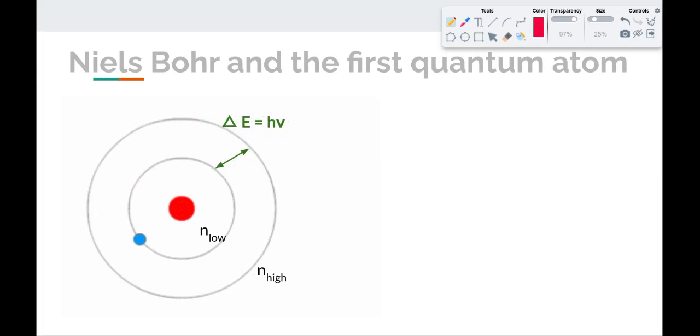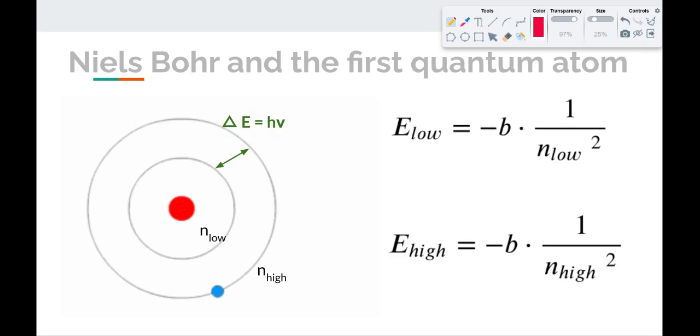Now back to the model. Remember, when we're losing photons that create the emission spectrum, it's because we're jumping from one orbit down to another orbit. So we want to look at the difference between the energy in two orbits. So in the low orbit, the energy is going to be minus B times 1 over the low n squared, which could be 1 maybe. And in the high orbit, it's going to be minus B times 1 over n high squared, which would be maybe 2. But n high is going to have to be bigger than n low.